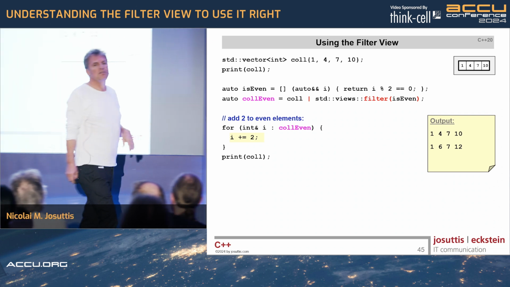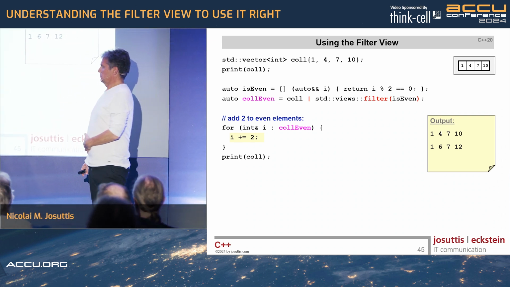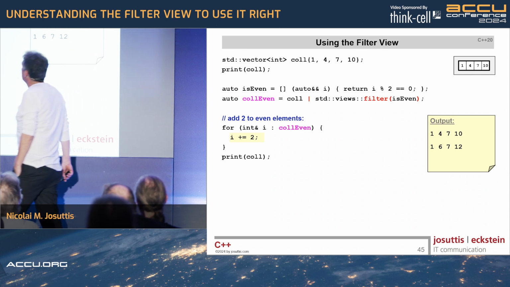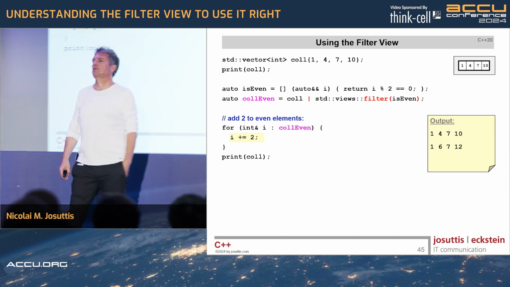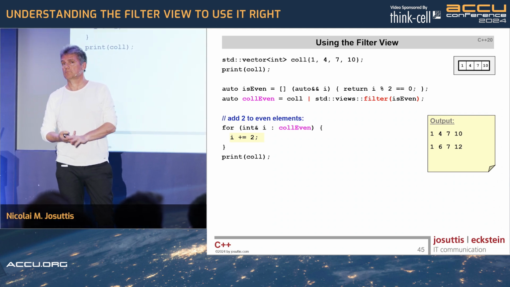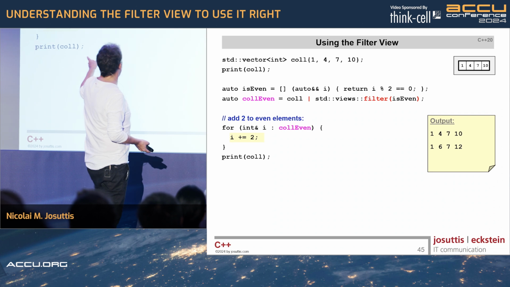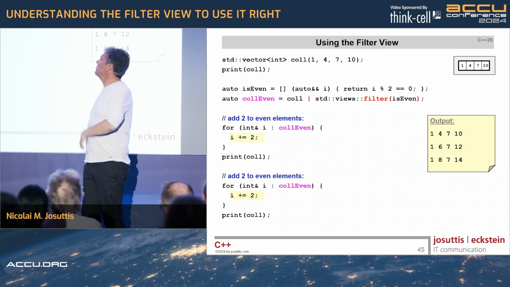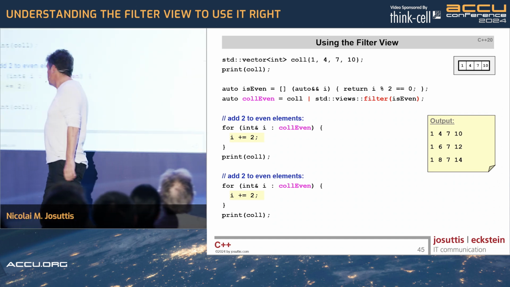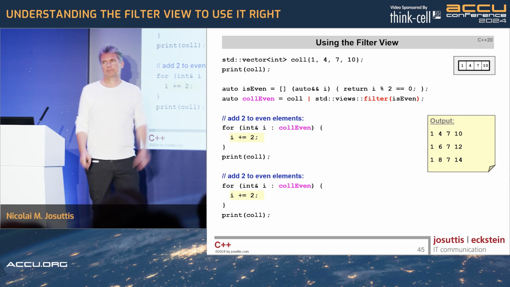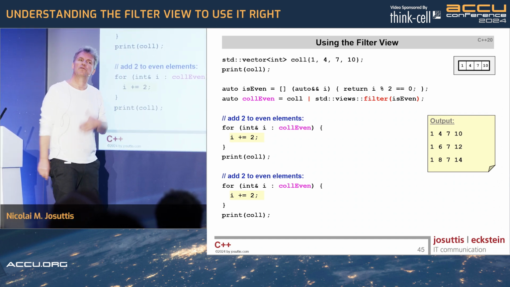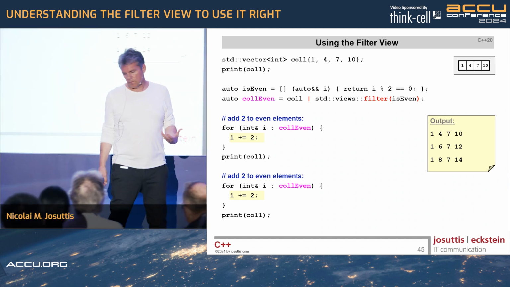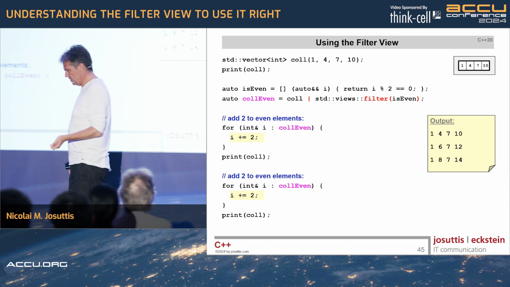And now let me use that view to modify the elements. What this means is we want to find the even elements and do something with them. This can be a modification. All good, so we can modify the value. Adding 2, okay, now we have 1, 6, 7, 12 after that. Do it once again. We have 1, 8, 7, 14. Awesome. Works. Yes, you can use views to work with ranges, even when you want to modify the elements.